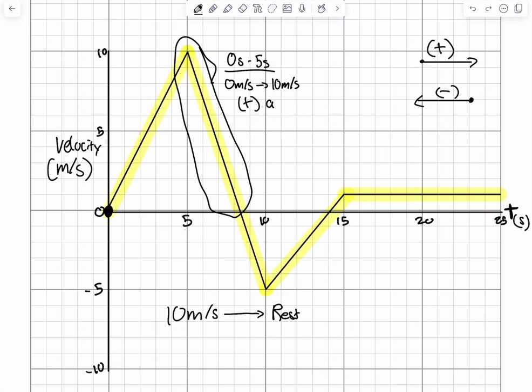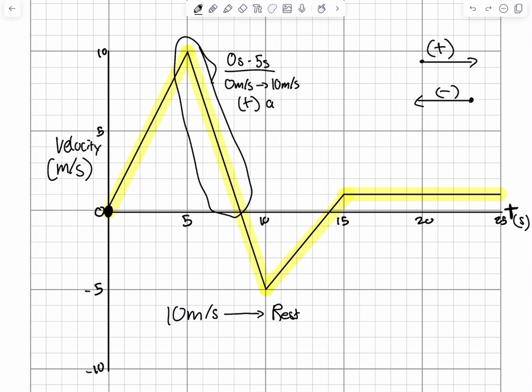This entire time, it's been going right, but slower and slower and slower until we get to 0 meters per second. But now it's going to start going in the other direction because of that negative acceleration. And it's going to start speeding up in that direction. Now, that's a little confusing, but it'll get clearer.